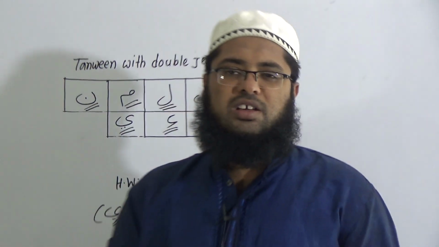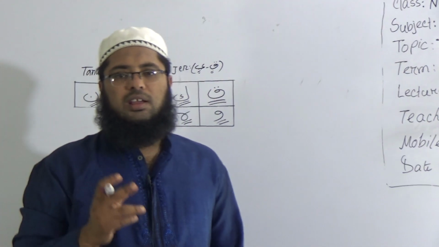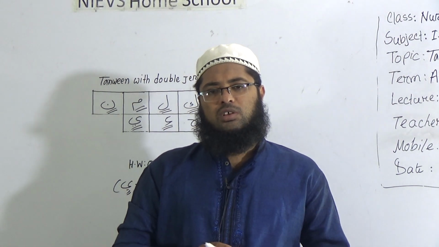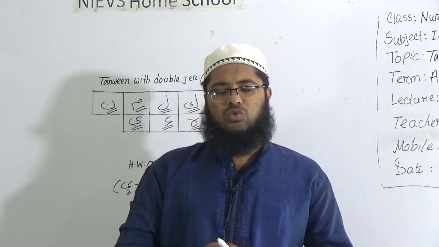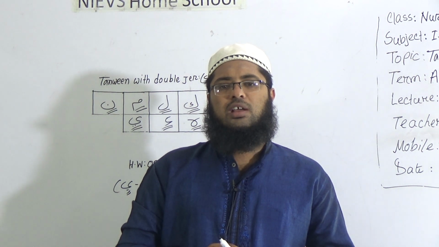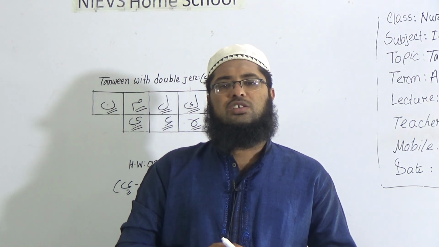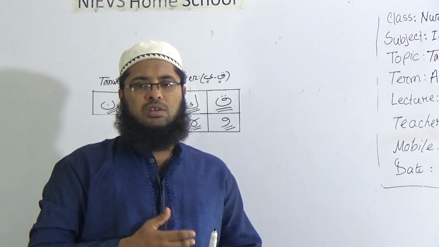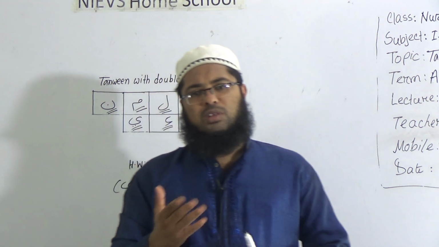Alhamdulillah, my dear students, today we have learned 9 Arabic alphabet. That means Tanween with double zer from Qaf to Ya. My dear students, you will memorize and read these 9 Arabic letters with Tanween with double zer at your home very carefully.